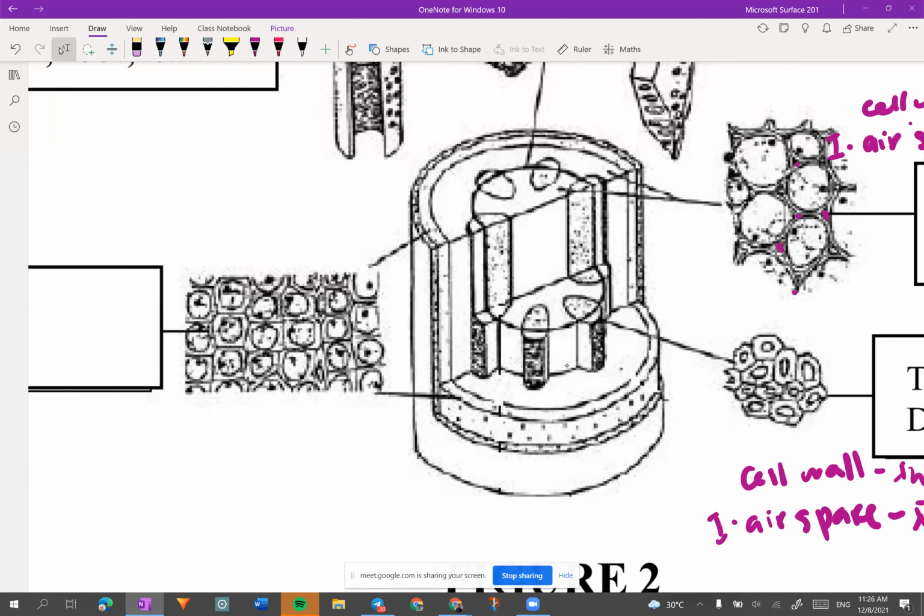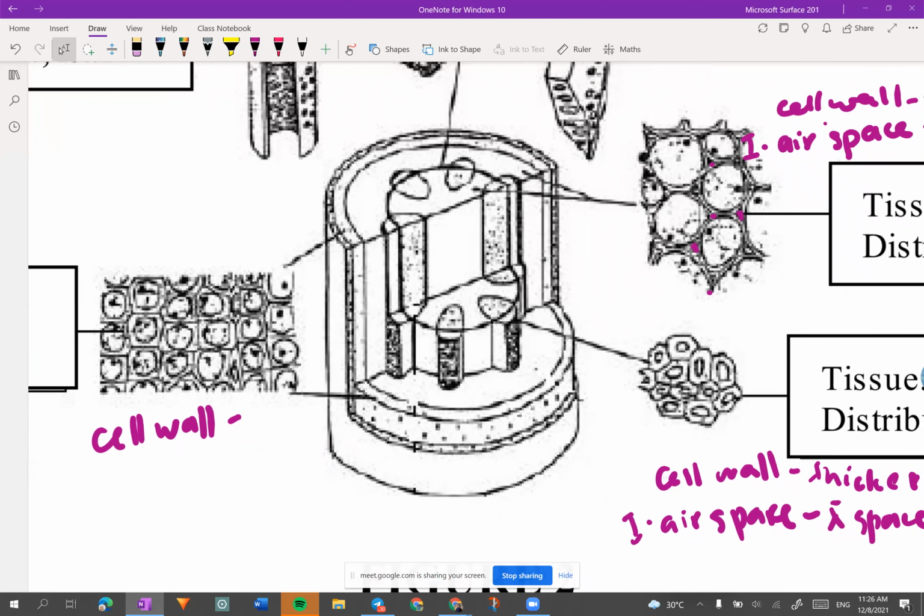Now let's observe this one. Can you see any cell wall? Yes, okay, there's cell wall. When there is cell wall, so is it thick or thin? Thick. So we have 3 thicks now. Which one is thickest? Which one is thicker?